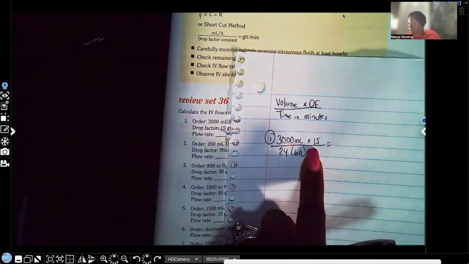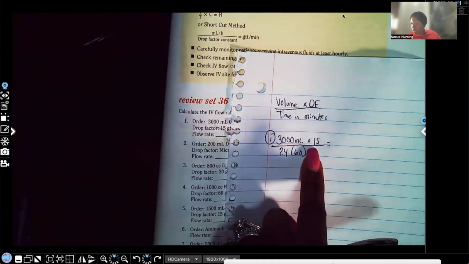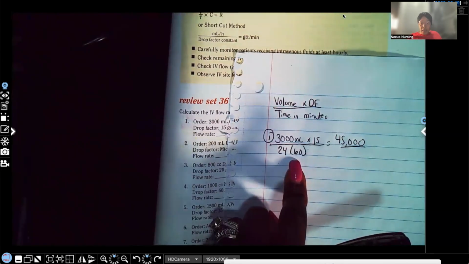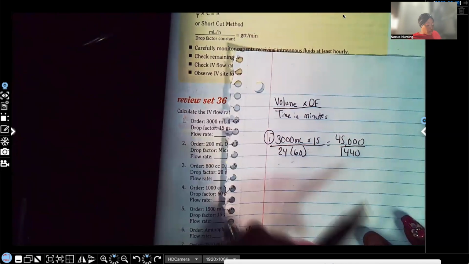Pull out your calculators, do 3,000 times 15. Let me pull mine out as well. Okay, 3,000 times 15, that should give me 45,000. And now you do 24 times 60. 24 times 60, that should give you 1,440. So now you just divide your 45,000 by your 1,440. What does that give you? That should give you 31.25.